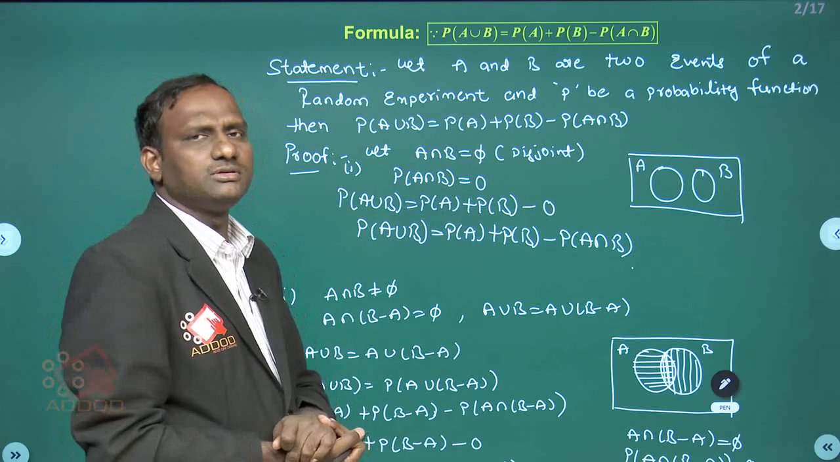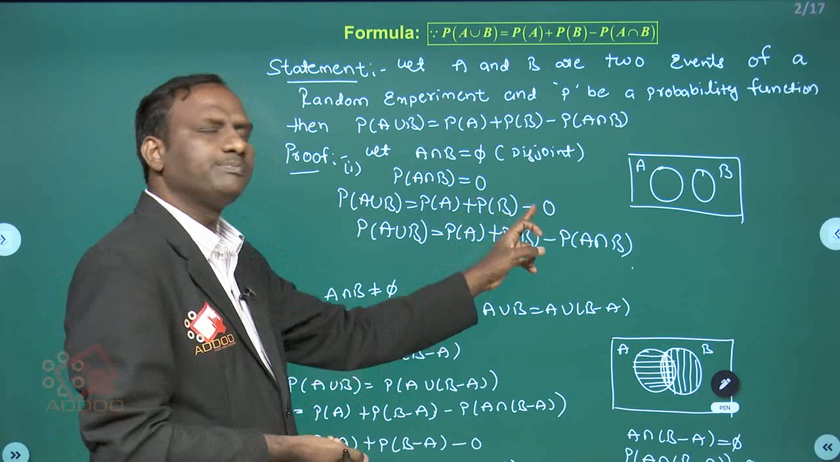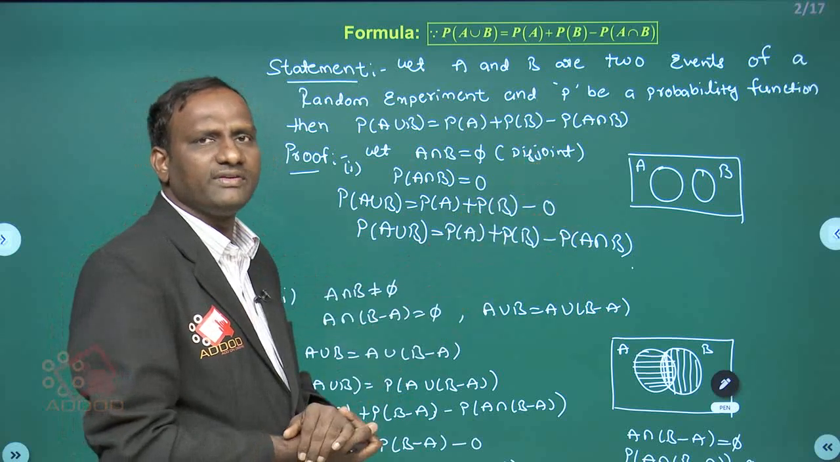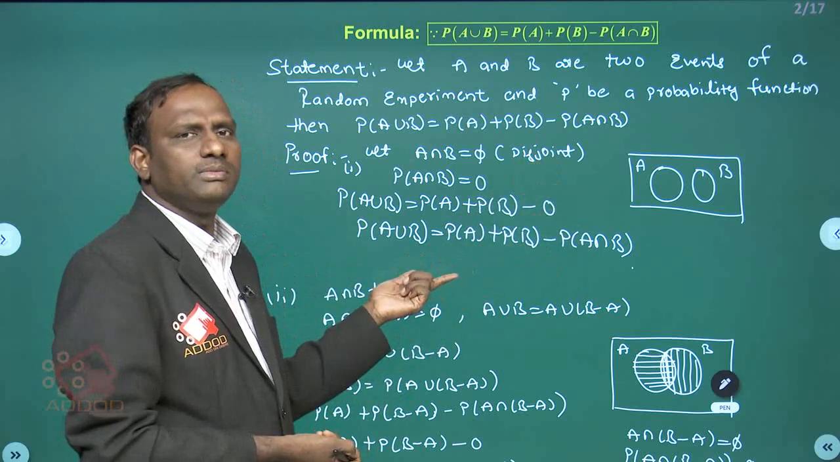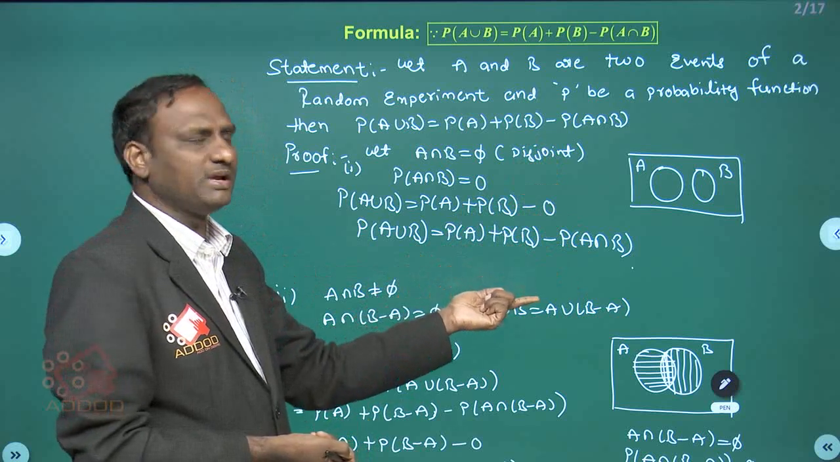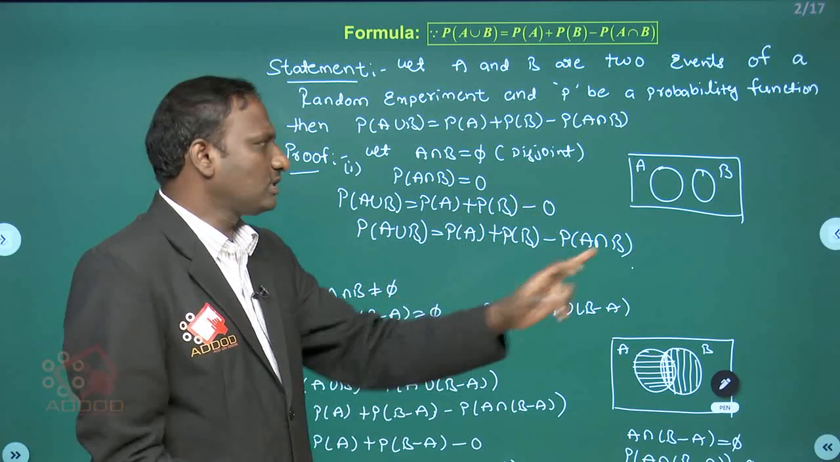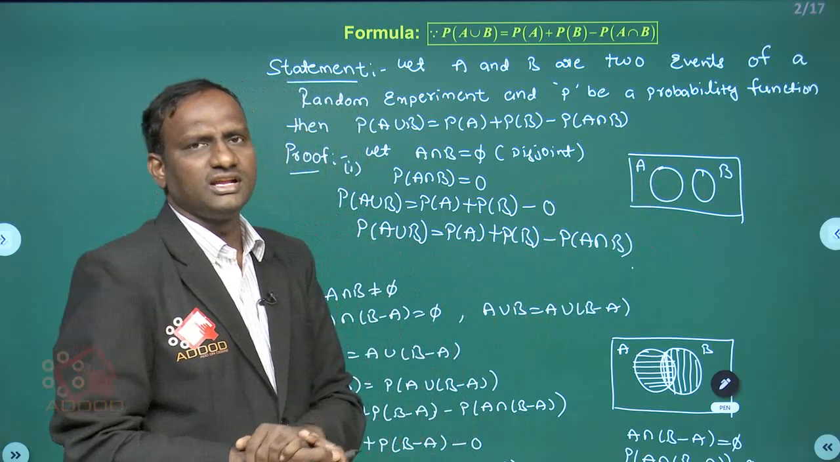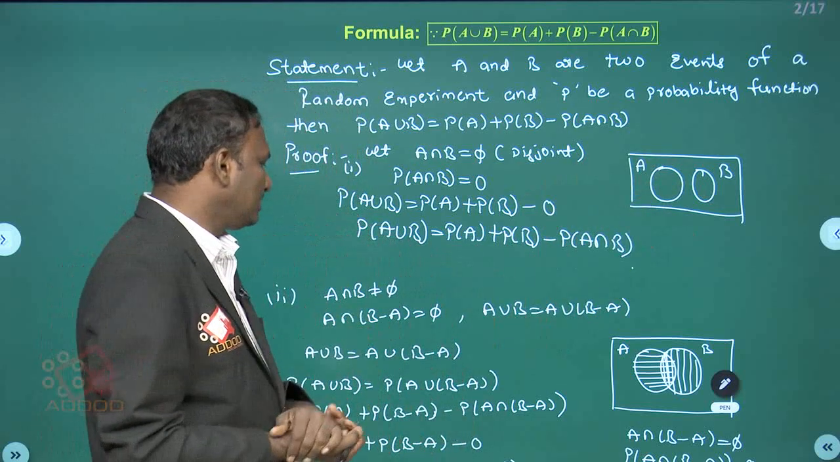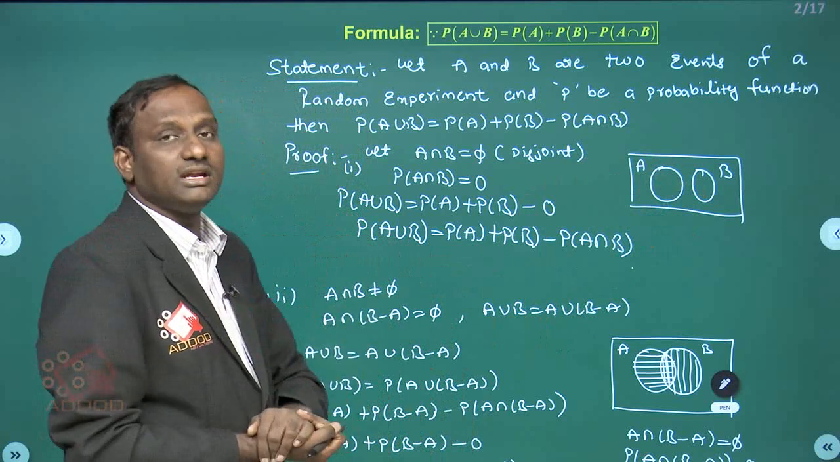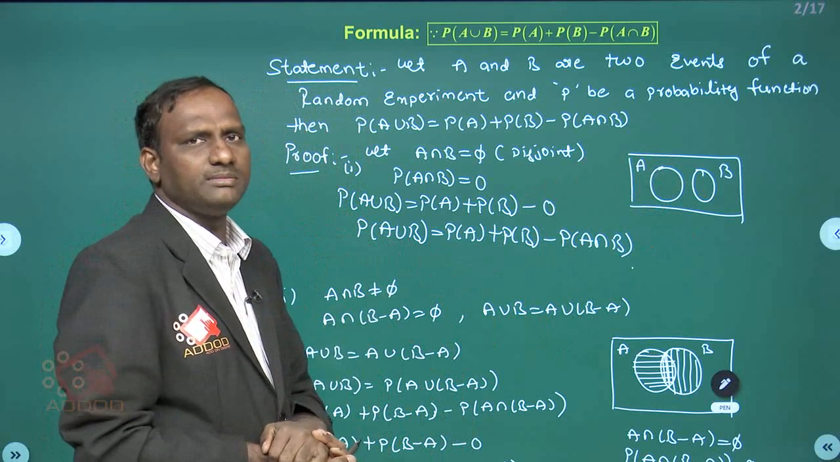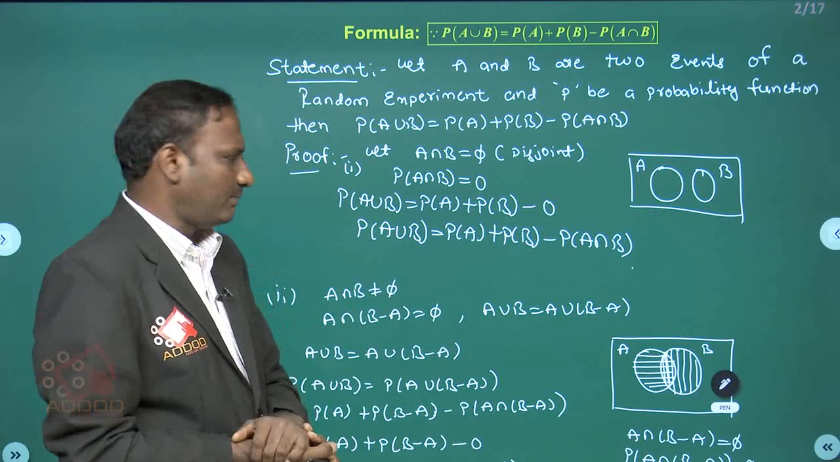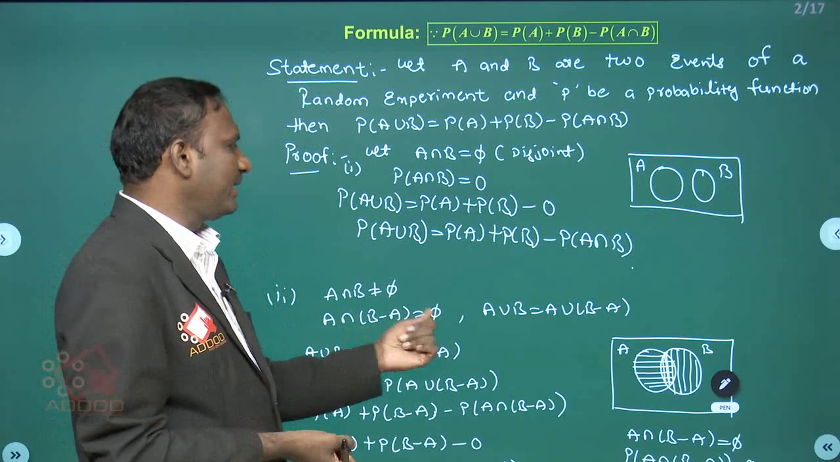P of A union B is equal to P of A plus P of B minus 0. Instead of 0, I can write it as P of A intersection B. So P of A union B is equal to P of A plus P of B minus P of A intersection B. So come to the figure. This is the figure. A and B are disjoint sets, in the sense nothing is in common. Next, coming to the second case, A intersection B is non-empty, in the sense something is in common.